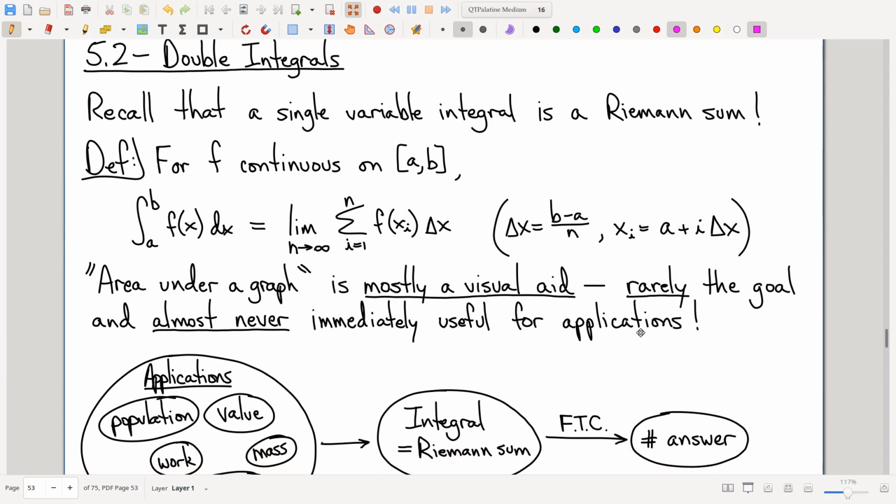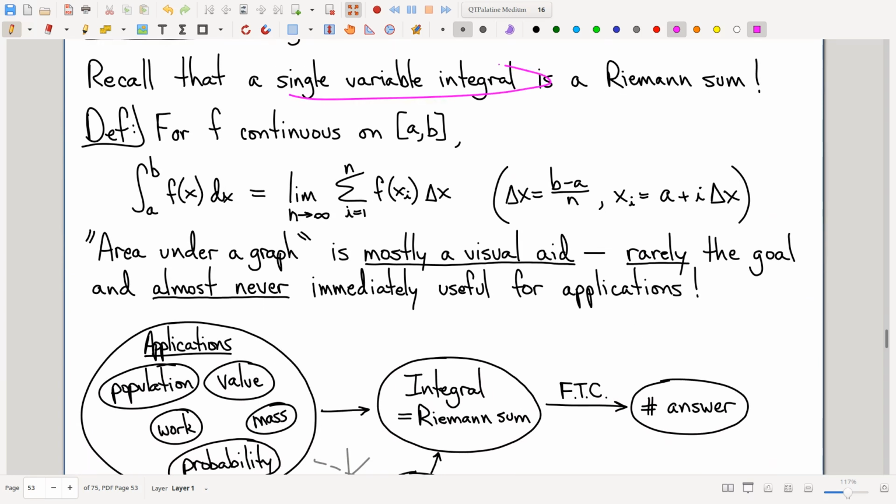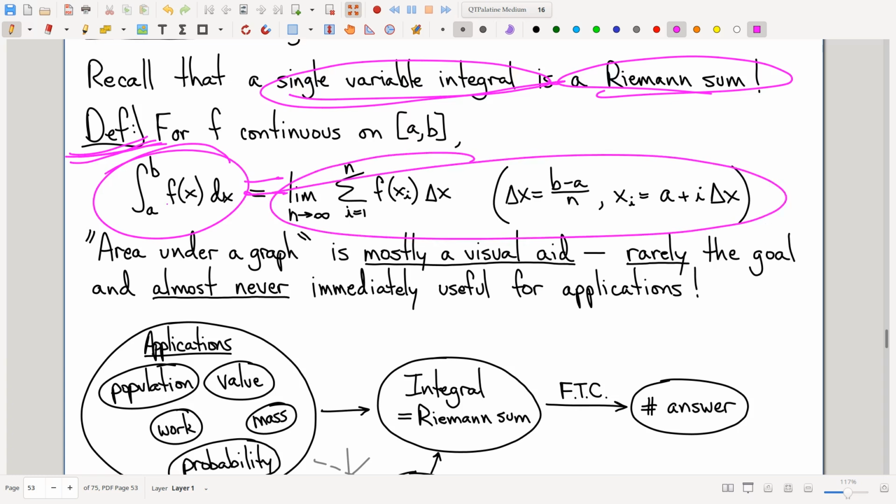Now to do that, I do want to real quick flashback to single variable integrals. Single variable integrals are Riemann sums. So this definition here, very important. Single variable integrals are Riemann sums. That's the definition for a bunch of really good reasons. Ultimately, and I know that's not how y'all tend to think about single variable integrals. Very few people at this stage are sold on thinking of it in terms of Riemann sums.